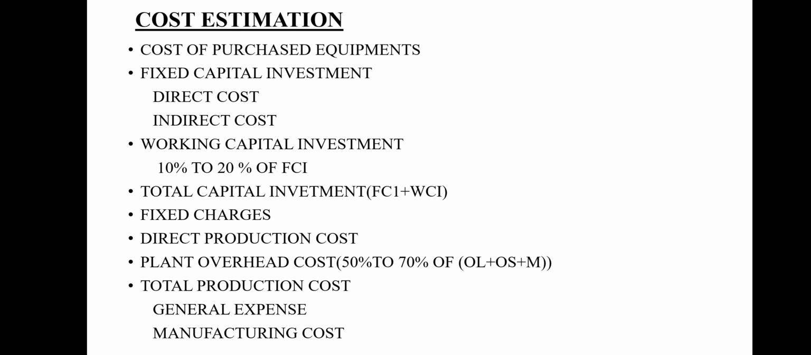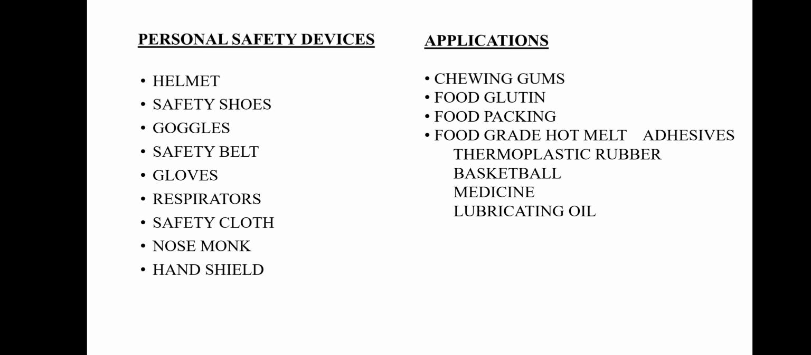In cost estimation, we included the cost of purchased equipment, fixed capital investment, direct cost, indirect cost, working capital investment, total capital investment, fixed charge, direct production cost, plant overhead cost, total production cost, general expense and manufacturing cost. Then the personal safety devices such as helmet, safety shoes, goggles, safety belt, gloves, respirators, safety cloth, nose mask, hand shield. The applications of these are chewing gums, food gluten, food packing, food grade hot melt adhesives, thermoplastic rubber, basketball, medicine and lubricating oil.